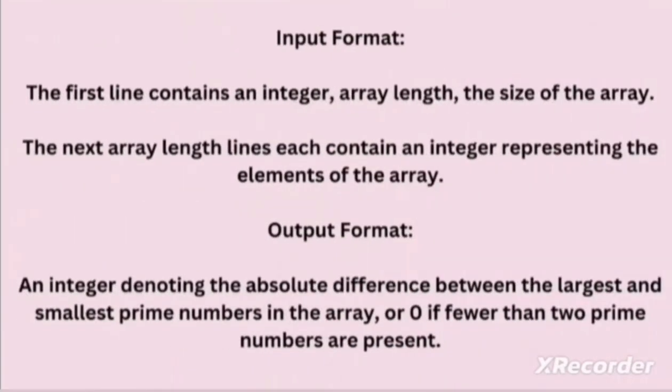Input format: the first line contains an integer, array length, the size of the array. The next array length lines each contain an integer representing an element of the array. Output format: an integer denoting the absolute difference between the largest and smallest prime numbers in the array, or 0 if fewer than 2 prime numbers are present.